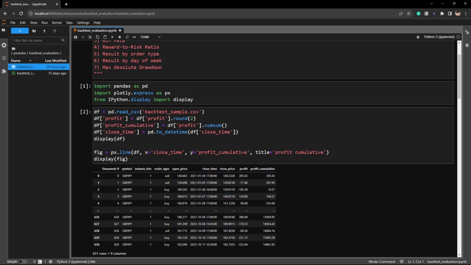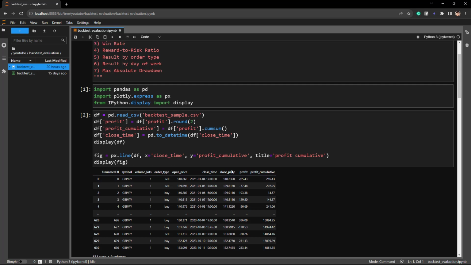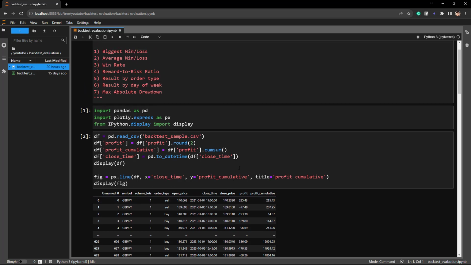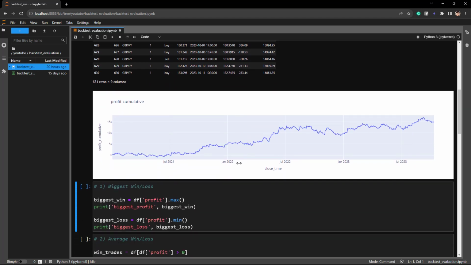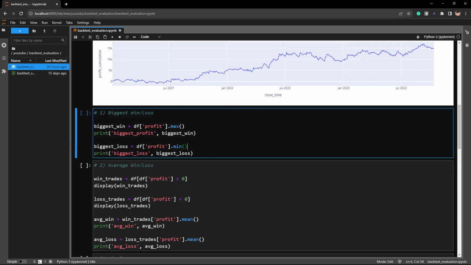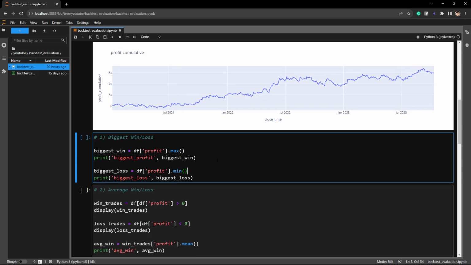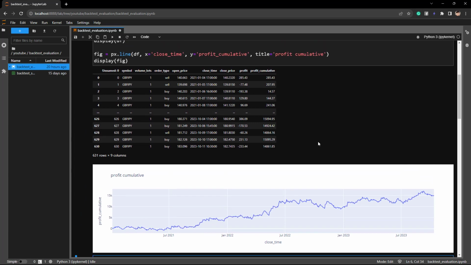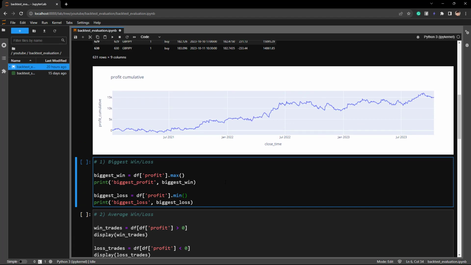So I've prepared this data frame so we have everything set up, and we can jump straight to question number 1. How do we calculate the biggest win or loss in our trade data set? The biggest win or loss can be found in the profit column, and we can simply take this profit column and then use the max function to get the maximum value out of this series. The same works for the biggest loss, but we will just take the minimum value.